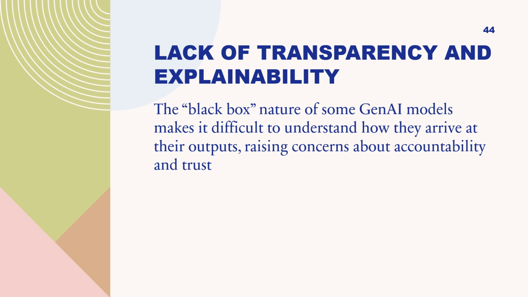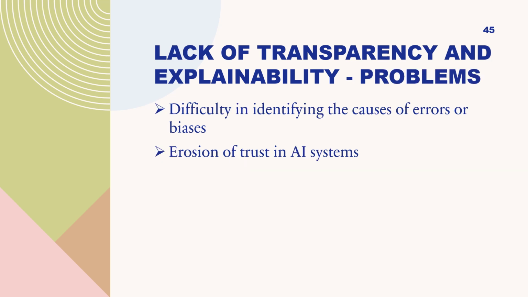Next is lack of transparency and explainability. The black box nature of some GenAI models makes it difficult to understand how they arrive at their outputs. It raises concerns about accountability and trust. The problems are difficulty in identifying the causes of errors or biases. Lack of transparency makes it challenging to debug models and address ethical issues. Erosion of trust in AI systems. Users may be hesitant to trust AI systems if they cannot understand how they work.